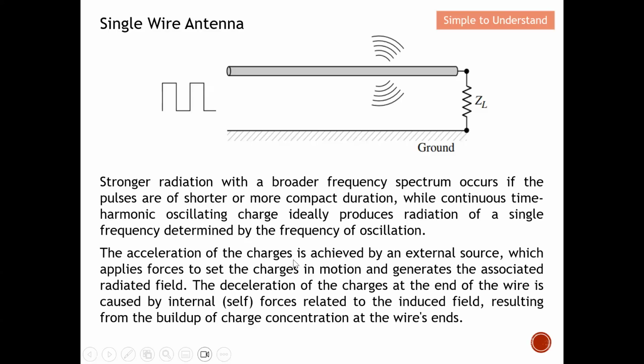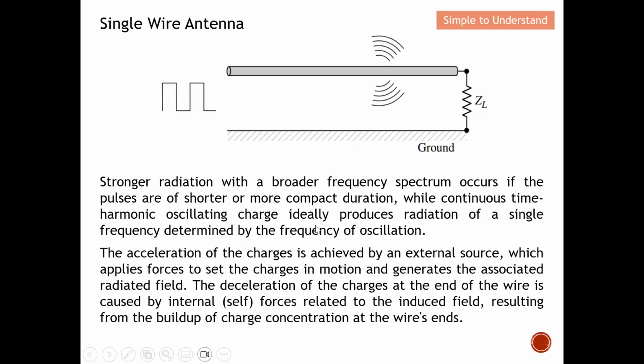The acceleration of the charge is achieved by an external source. This is an external source. How the charge gets its energy and starts to vibrate and have motion is by the external source, which applies force to set the charge in motion and generate the associated radiated field. The deceleration of the charge at the end of the wire is caused by an internal force that is related to the induced field resulting from the build-up of charge concentrated at the wire ends.